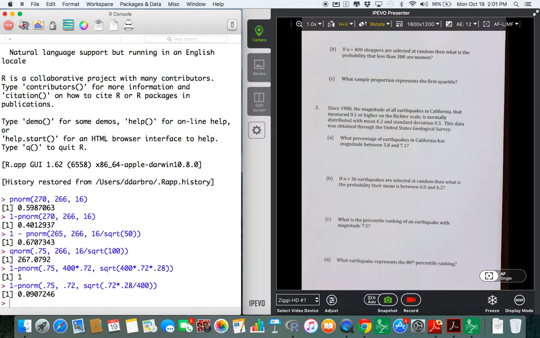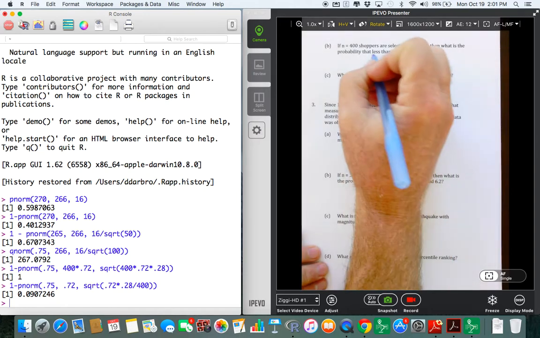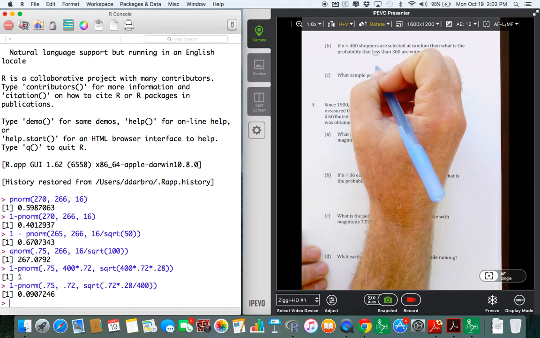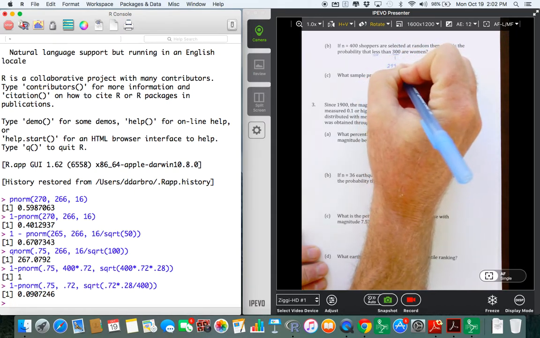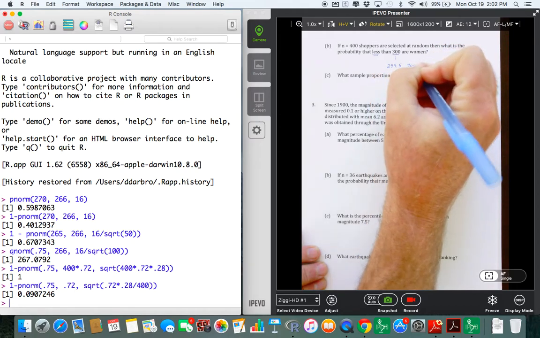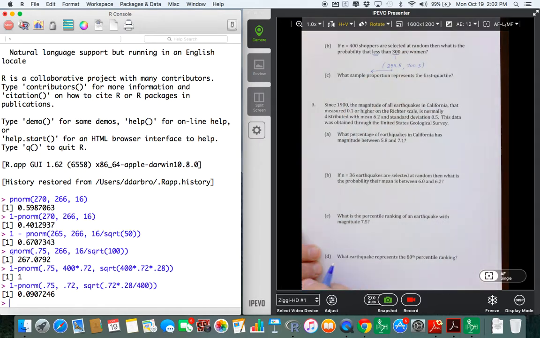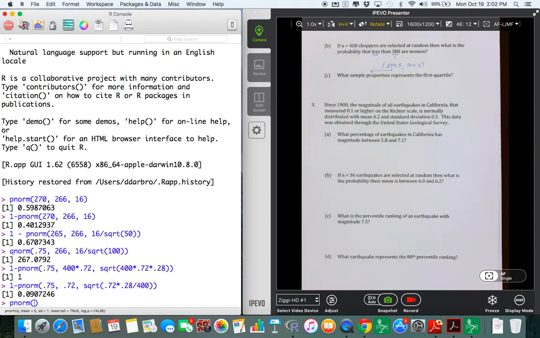All right, let's look at this one. If n equals 400 shoppers are selected at random, then what is the probability that less than 300 are women? Now, guys, remember less than. We get to use just P norm without the 1 minus, but with less than, we have to take the limits of 299.5 and 300.5, as I've talked about in the previous video, and with less than, we concentrate on the lower part. So because of this less than, I don't have to do 1 minus, so all I've got to do is just use P norm. I'm going to concentrate on the 299.5.